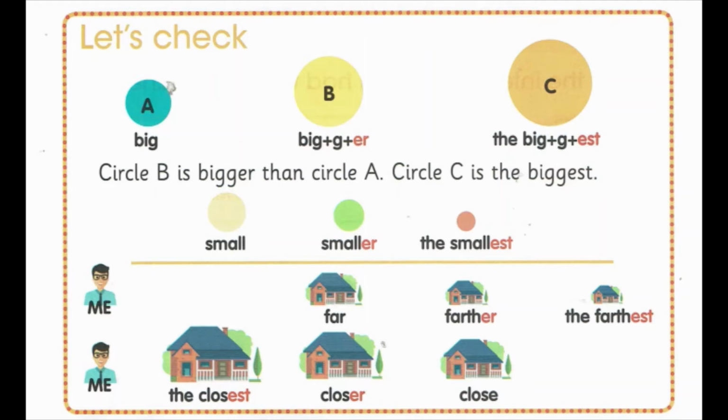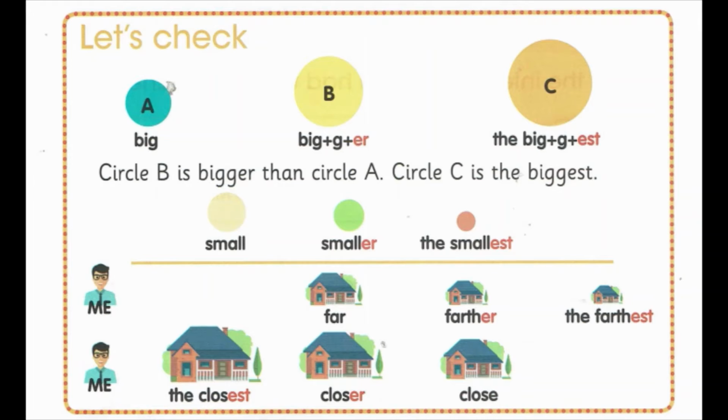Comparative means to compare one person with another, or one thing with another. Okay, the comparative, from its name, is comparing one person with another or one thing with another. For example, I can say Ali is bigger than Ahmed. Ali is bigger than Ahmed, a comparison. Or my car is smaller than your car. This is the comparative degree.